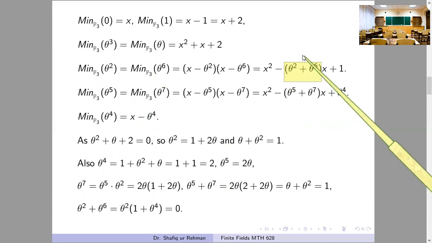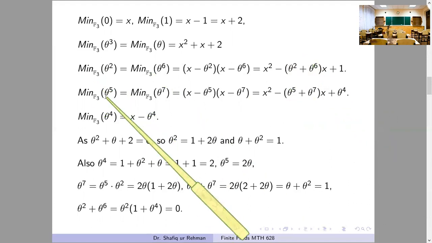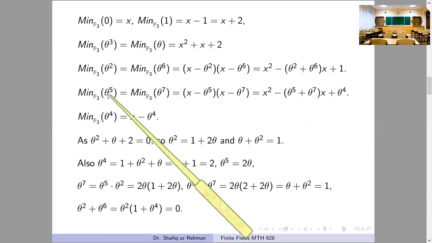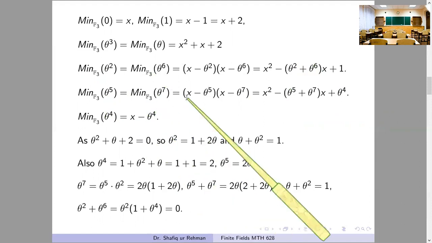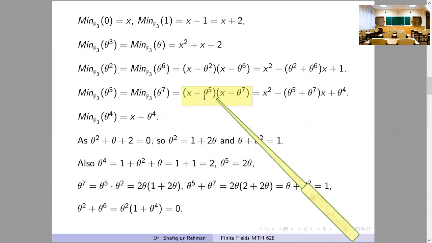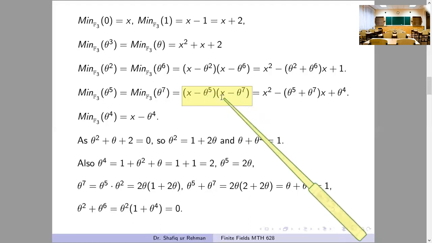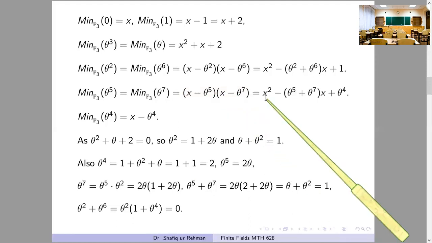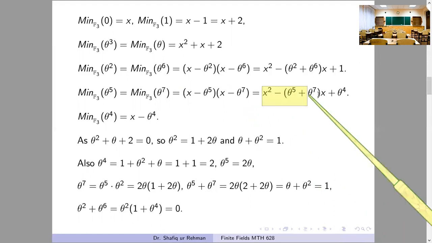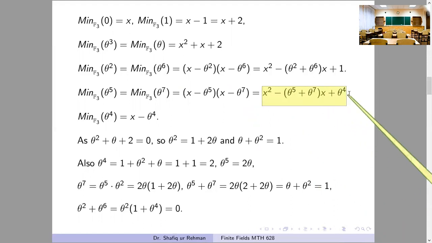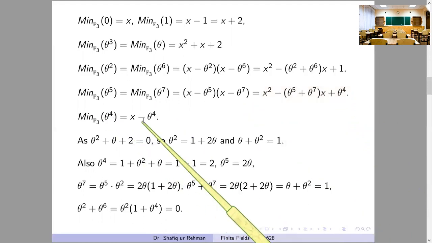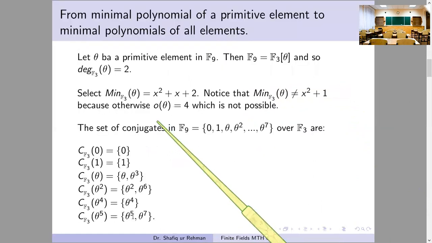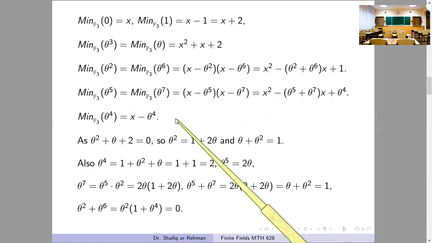But wait a moment. First of all, we will see what the minimal polynomial of theta 5 and theta 7 is. They are conjugates, so they will have the same minimal polynomial, given by this product. After calculation we get x square minus theta square plus theta 7 into x plus theta power 4. Similarly, the minimal polynomial of theta power 4 equals this, because theta power 4 has only one element in its set of conjugates. So we have only one factor here.